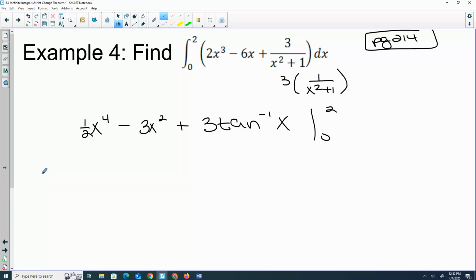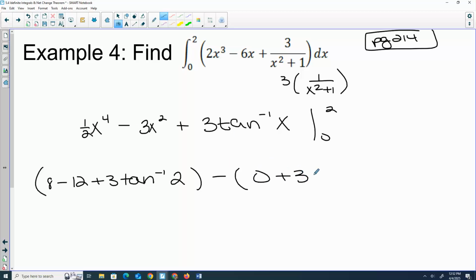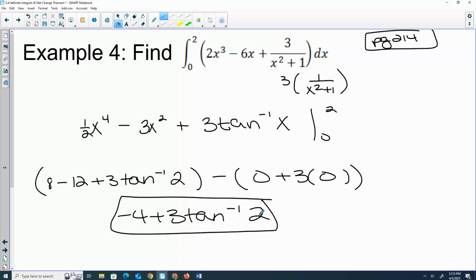Okay, so now we have numbers to plug in. 2 to the 4th is 16 divided by 2 is 8. Minus 12 plus 3. I do not know tangent inverse of 2 off the top of my head. That means when is tangent equal to 2? That's not a nice angle. If you put in 0, those are zeros. Plus 3 tangent inverse of 0. When is tangent equal to 0? 0. So we just get negative 4 plus 3 tangent inverse of 2. Okay, not super nice, but just a good reminder. We did have those, I just didn't make you memorize them.